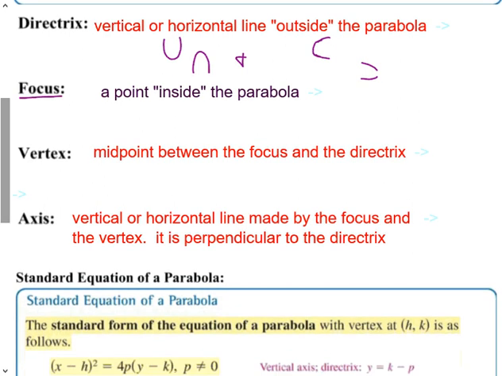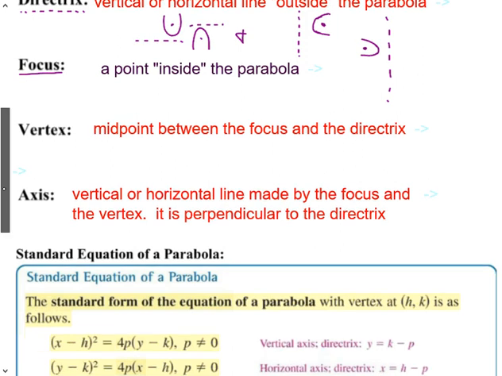Next, the focus, right? That was the point inside the parabola, whereas the directrix was the one outside. So say our parabola is opening to the right, our directrix would be on the left. Like in this picture here, if we're moving to the right, our directrix would be here, and the focus is inside. If we're moving to the left, our focus is on the other side, and the directrix, the dotted line, is on the other side. The focus is a point on the inside. And so on over here, right? Inside if we're going up, and underneath if we're going down.